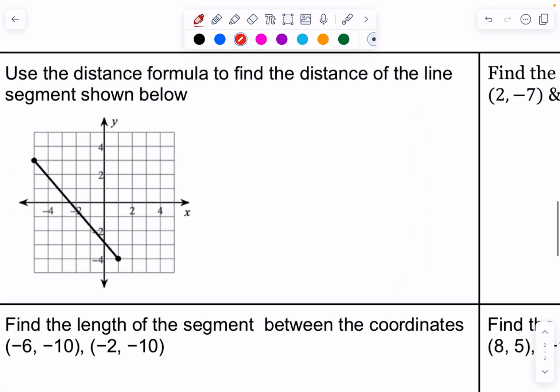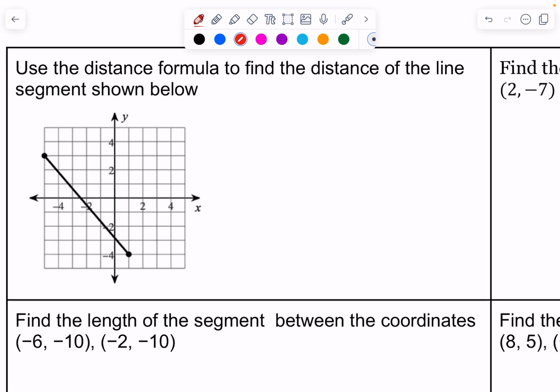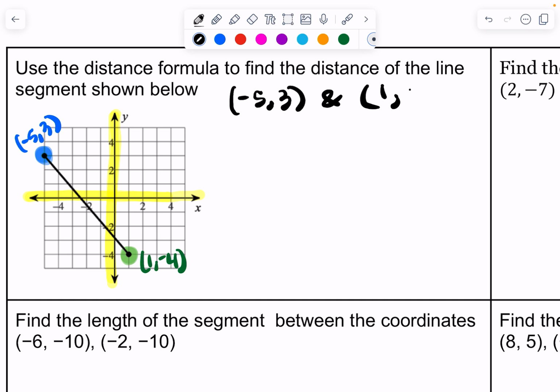Flip it on over. And then it says use the distance formula to find the distance of the line segment shown below. So first things first, I'm going to highlight my x and my y axis. And then I'm going to figure out my coordinate points. The first coordinate point that I come to is at -5, 3. And the second coordinate point that I come to is 1, -4. From here, I'll just write down my coordinate points, -5, 3, and 1, -4.